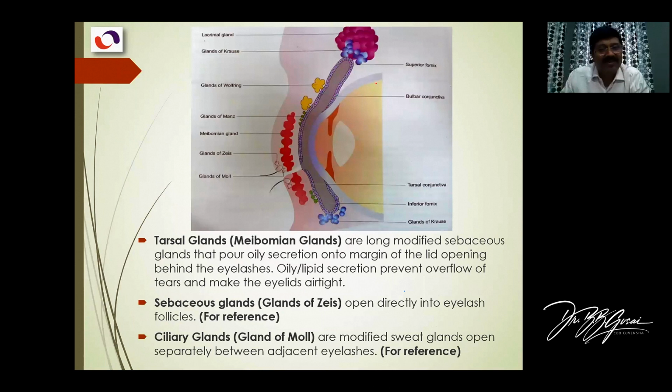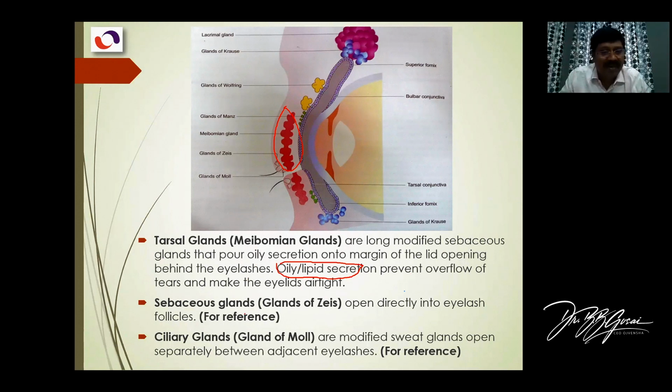I will explain the tarsal gland in detail. The tarsal gland is the meibomian gland, and as I mentioned, it is a modified sebaceous gland. So its secretion is oily, a lipid secretion. This is what makes the eyelid airtight. So that is about the meibomian gland.